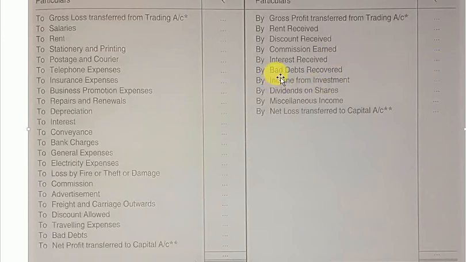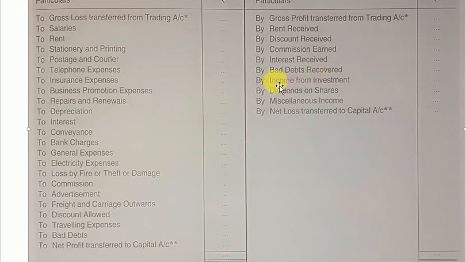Now proceed towards another item, that is bad debt recovered. That means if there is any bad debt which was incurred by an organization in earlier years, but right now we are getting the amount of that bad debt, this is what bad debt recovered is. Bad debt recovered is a type of income or indirect income for the concern, so it will be recorded on the credit side of the profit and loss account.